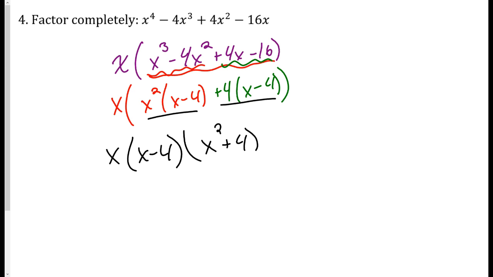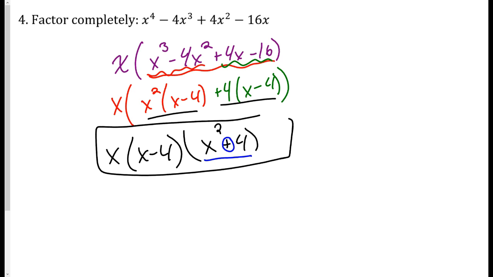You always need to check, am I done? Well, x squared plus 4, that's the sum of perfect squares, so it can't be factored anymore. If that was x squared minus 4, you could factor it. But because it's x squared plus 4, we can't factor that expression. So our final answer is x times x minus 4 times x squared plus 4.